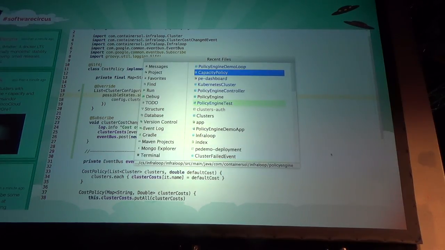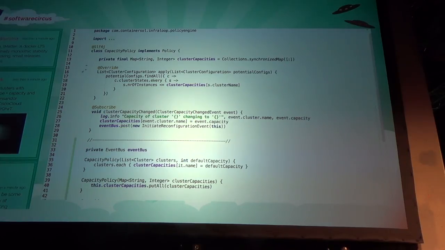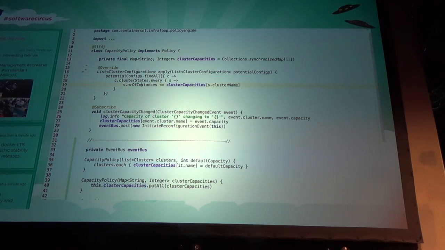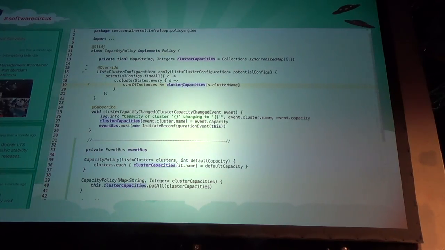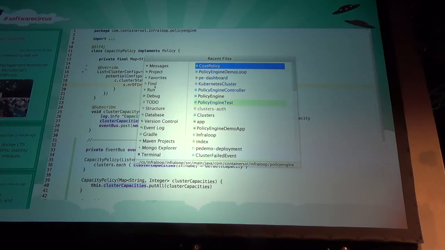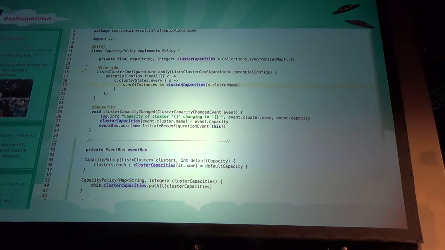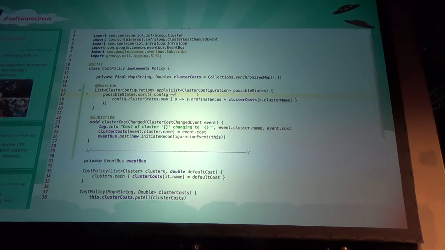Let's do capacity first. Capacity says, find from the potential configurations, return all the configurations where on every cluster the number of instances is less than or equal to the configured cluster capacity. So let's say less than or equal to 5, as in the case of B. It will return again a set of these cluster configurations, but it will filter away any that don't match its criteria. As opposed to this one, this one will filter, and the cost policy will instead do an ordering of them.